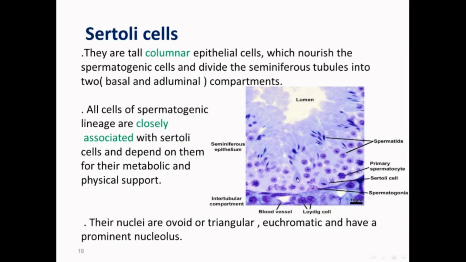This is the nucleus of the Sertoli cells, which we said is a supportive cell, with characteristic prominent nucleoli and euchromatic open chromatin. Usually the Sertoli cell occupies the entire surface from the basal surface until it reaches the lumen. So it accompanies all the stages of spermatogenic development.